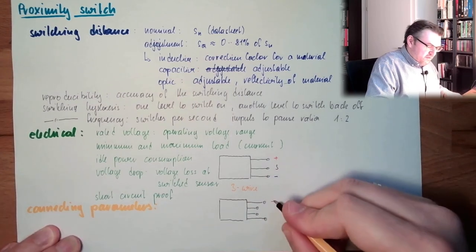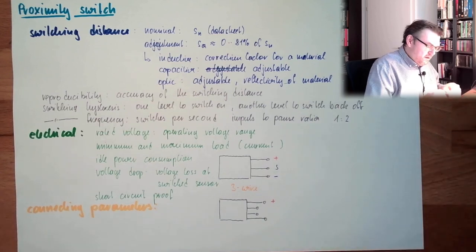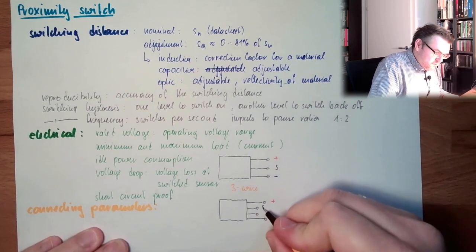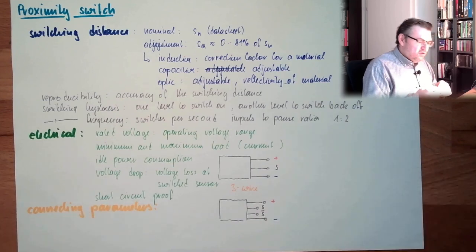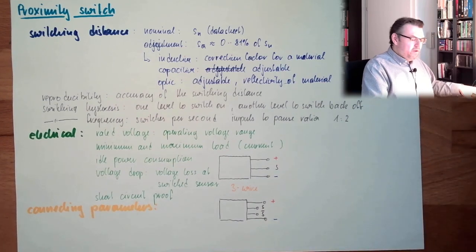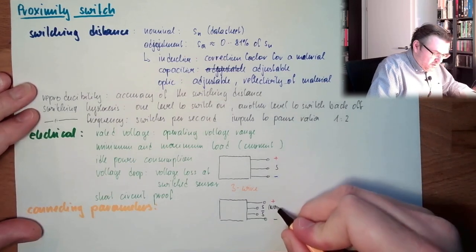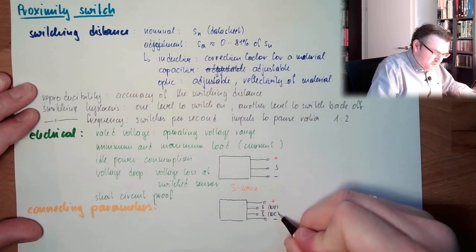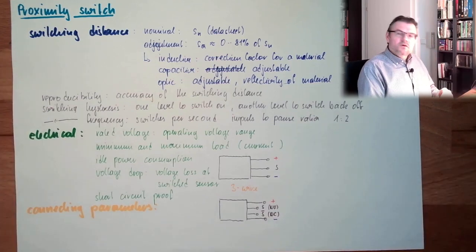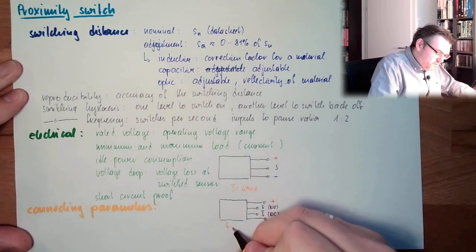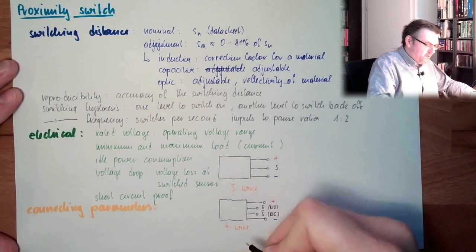You have again plus and minus, the power supply, and then you have signal and inverted signal. So you have a normally open and a normally closed contact. So this is normally open and this is normally closed, so you can switch between two things. This is called a four-wire connection.